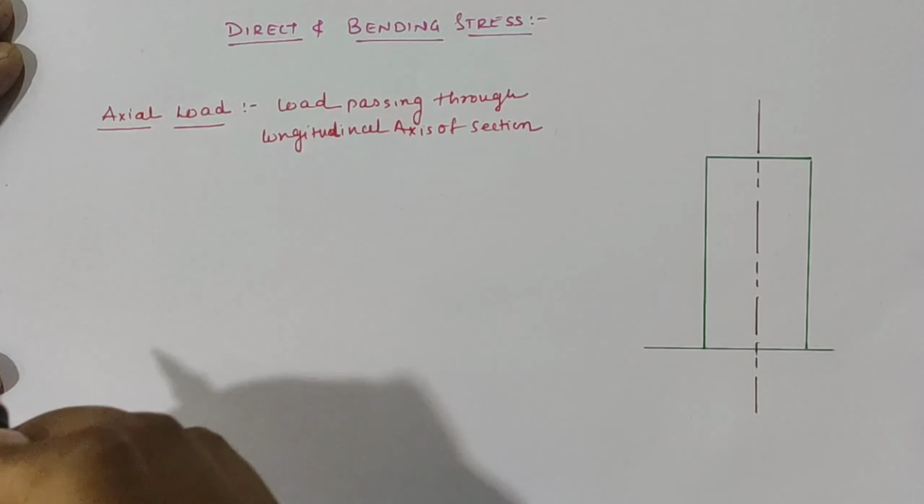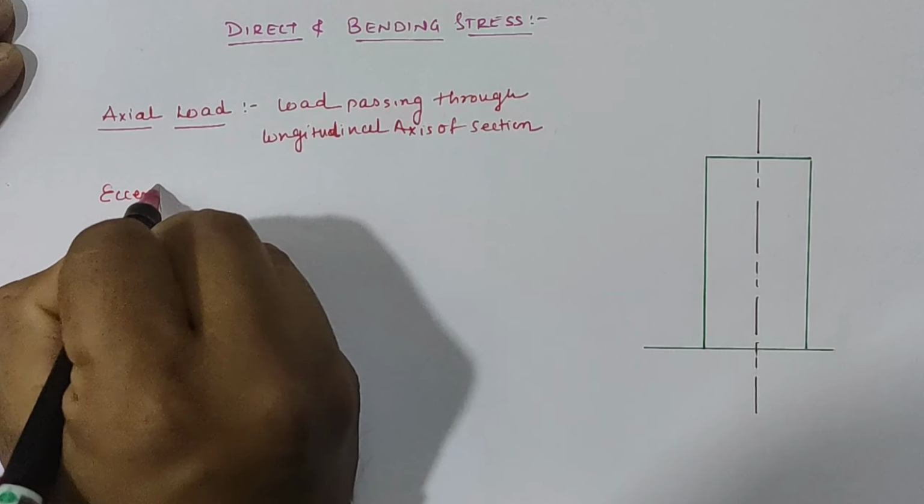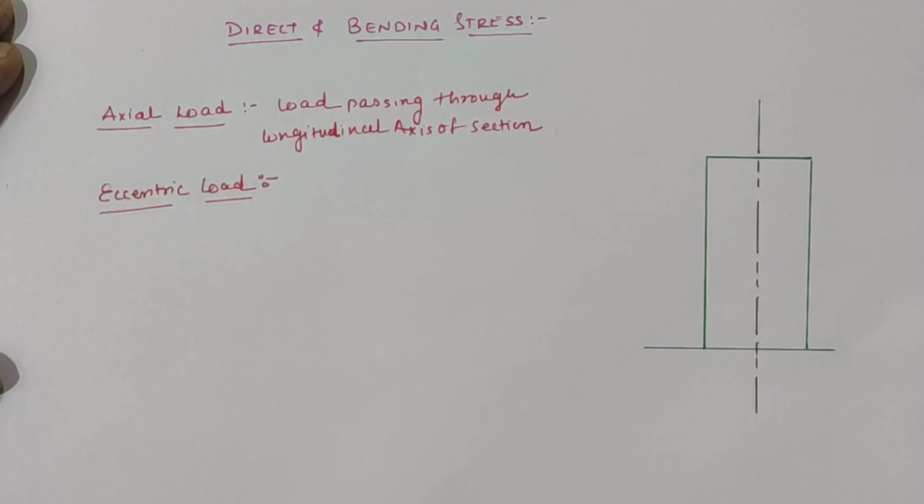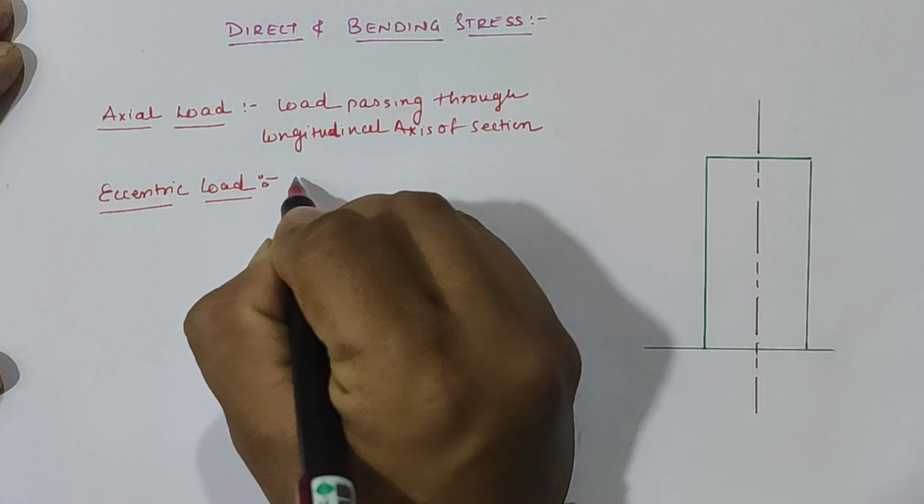Now the second definition is eccentric load, and the simple definition for eccentric load is the load which is not passing through the axis of symmetricity or longitudinal axis of the section, rather than the axial load, is known as the eccentric load.